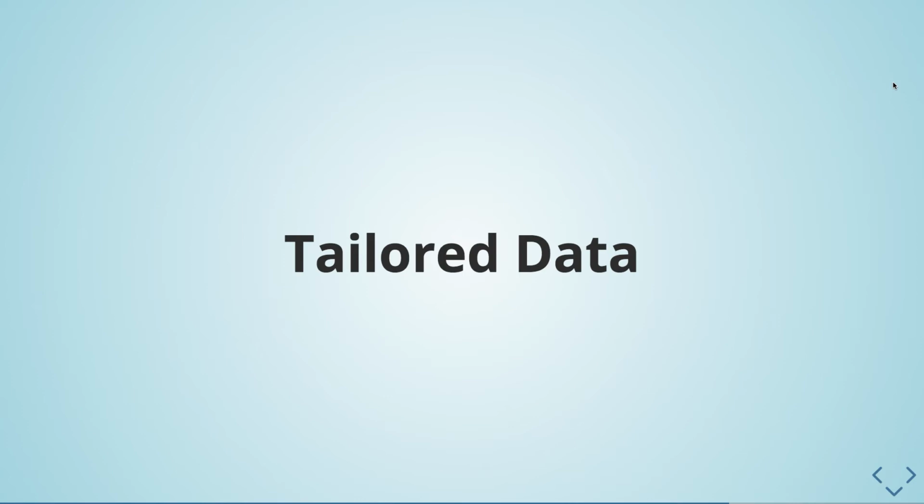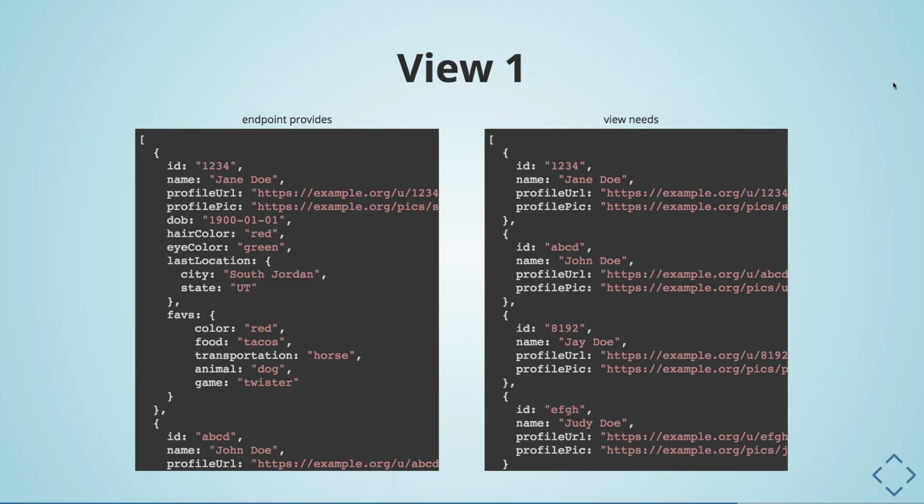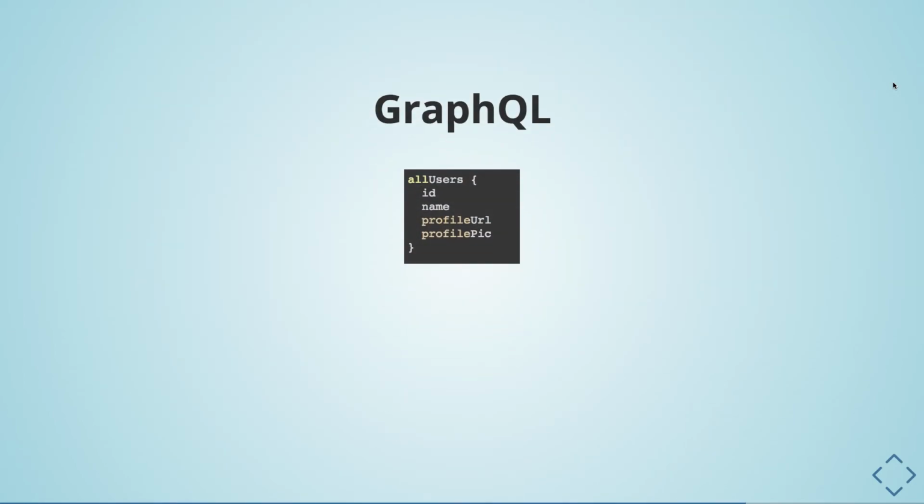All right, let's talk about tailored data. A very common situation: in view one, we have this endpoint we're interacting with. It provides all this information about people, but what we actually want in view one is their name, their URL, and their picture. Every other piece of data we're getting is bloat. We're not using it. So I think GraphQL is a really good fit here. You model your endpoints in this way, and then you just say, from this, I just want these, and it won't send you down all those extra fields. I think we also have a presentation on that you can look at as well.